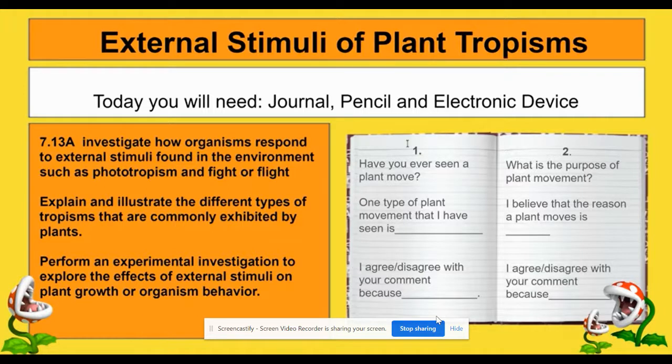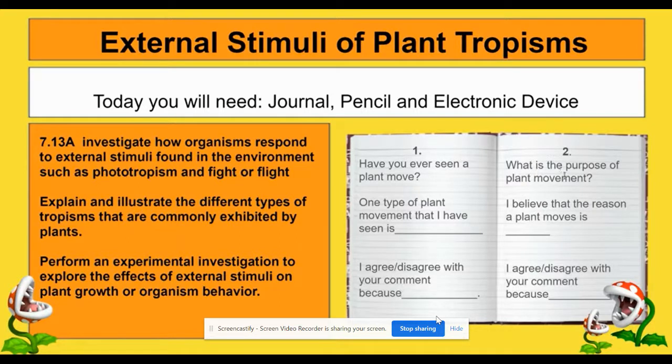All right, so the choices are, number 1, have you ever seen a plant move? And you can begin that response with a sentence that starts like this. One type of plant movement that I have seen is, and you will complete that. You will also read all your fellow students' comments, and you will agree or disagree with one of the comments. And you will use this format. I agree or disagree with your comment because. Be sure to be polite and respectful when you're agreeing or disagreeing with another student's comment.